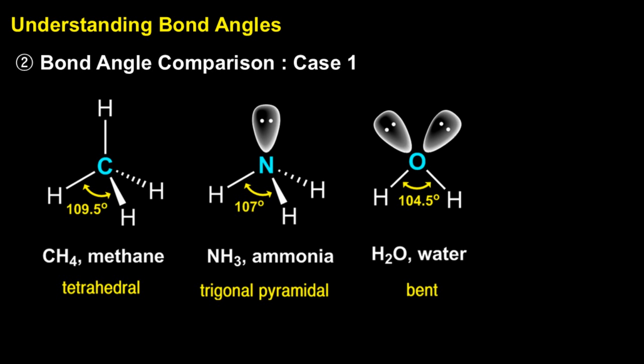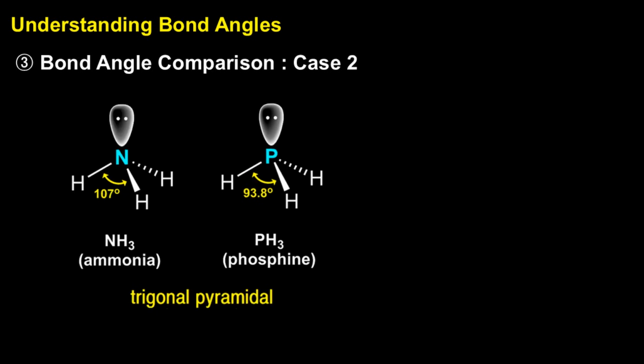So yeah, same electron geometry, but different numbers of lone pairs. And that's what changes both the shape and the bond angles. All right, let's move on to our next case study. Ammonia and phosphine, that's NH3 and PH3.